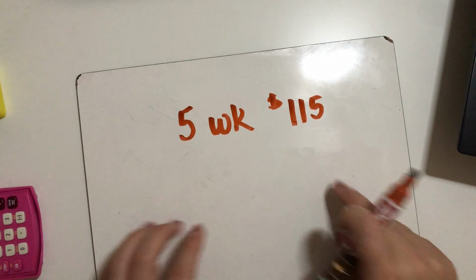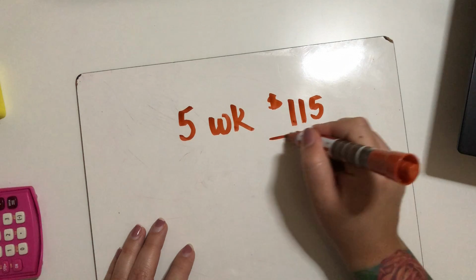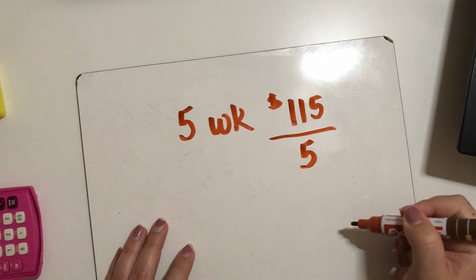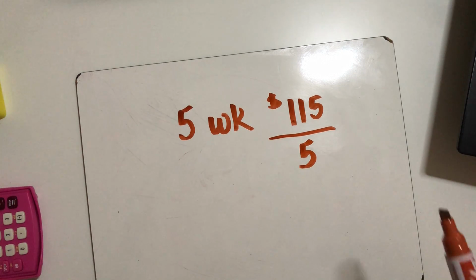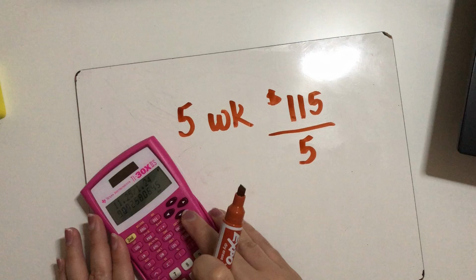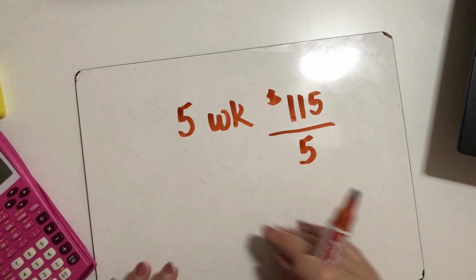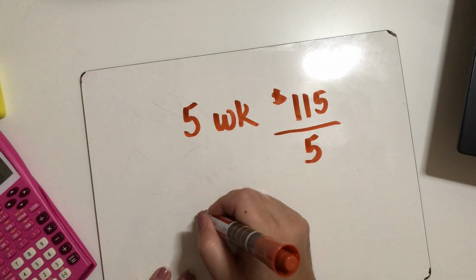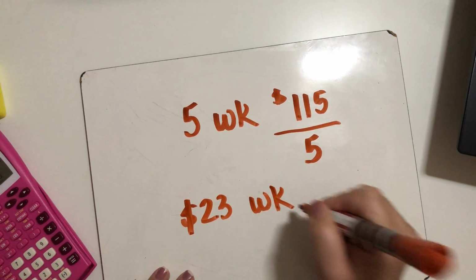I want to know how much he's spending per week for bus fare, which means I'm going to take that 115 and divide it by 5. That's going to give me the weekly amount that he's spending in bus fare per week, okay? So again, we're going to go back to our lovely calculator, 115 divided by 5. That's going to give me 23. So that means that he spends $23 a week in bus fare.